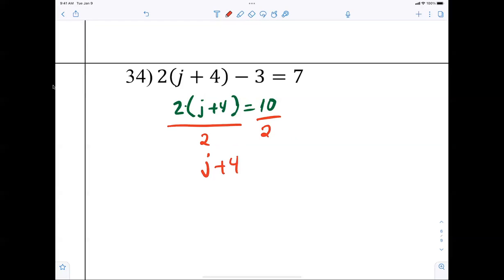Yes. J equals, J plus 4 equals 5. How do I solve that? No. So are we okay with this step so far? Yeah. So now how do I get rid of plus 4? 5 minus 4.